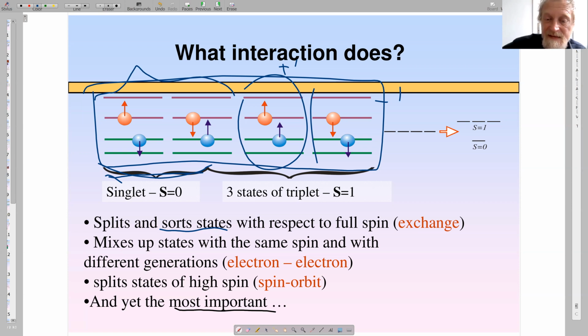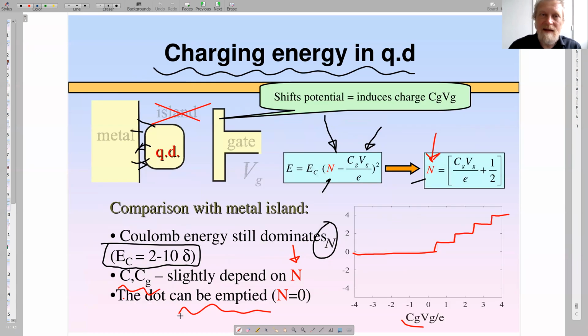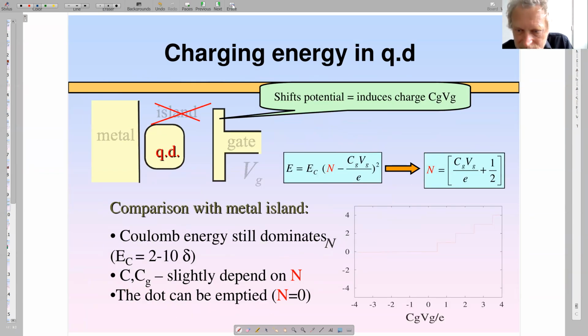Also, it mixes the states of different generations. So, in fact, the states become superpositions of the states of different generations, but it's not that interesting, it just doesn't show up as a big effect. The most important effect of interaction in a quantum dot is something which we already know. We have studied it in lecture number 5, namely the charging energy. So let me talk quickly before the break about charging energy in quantum dots.